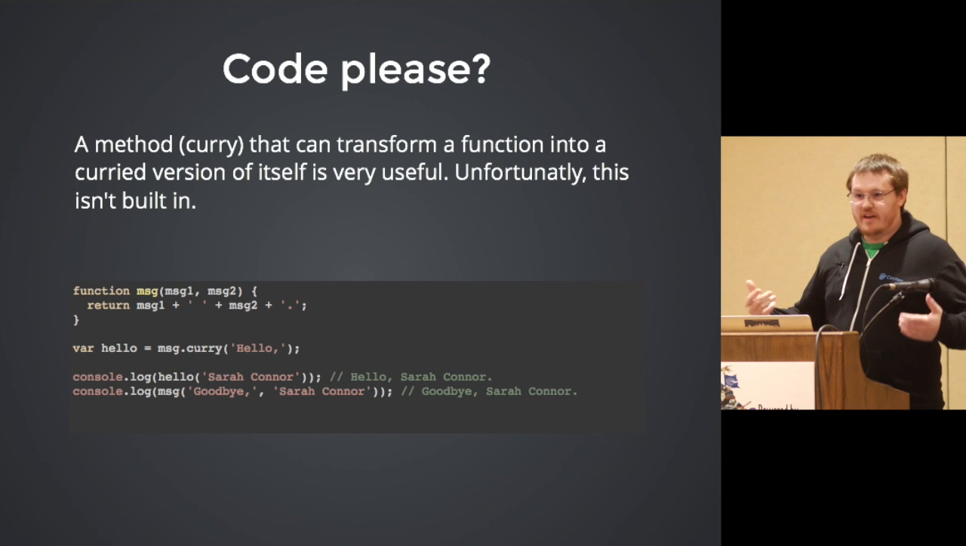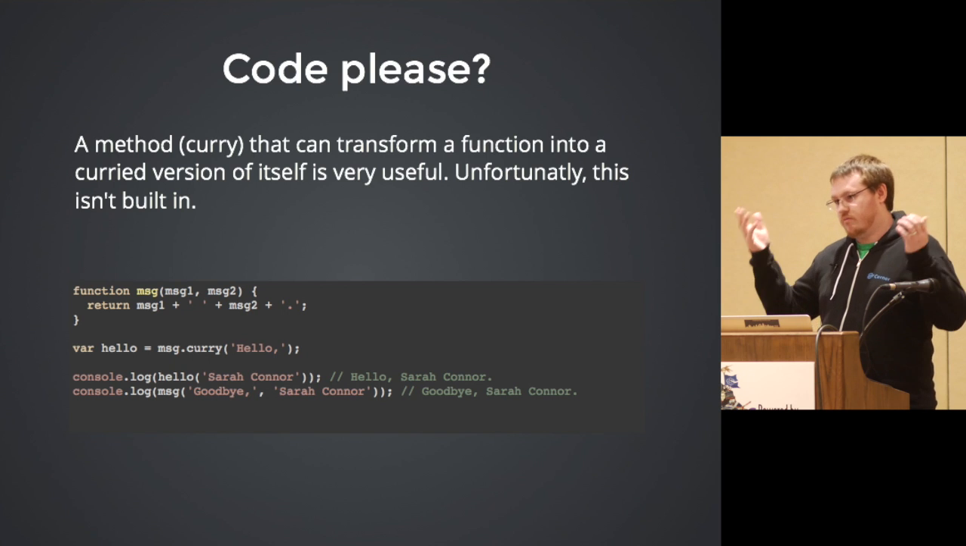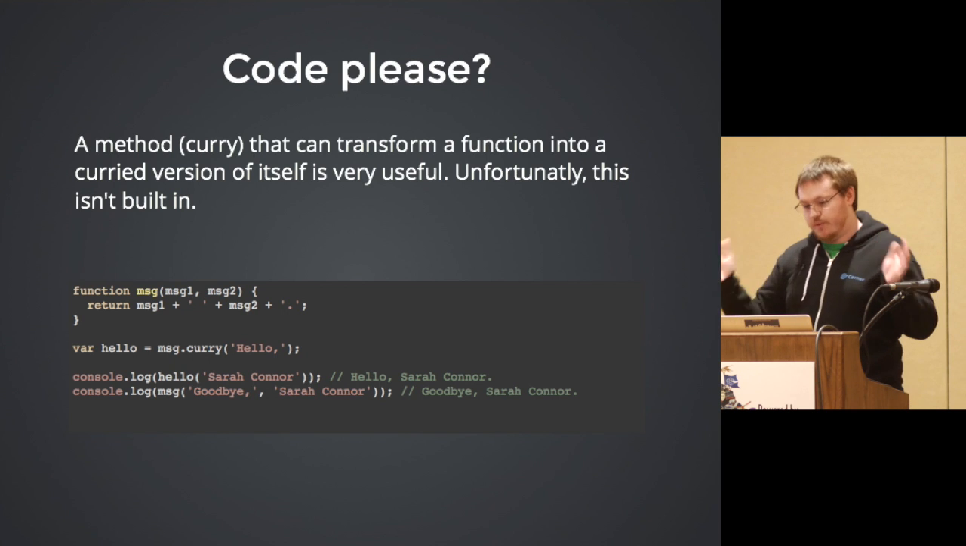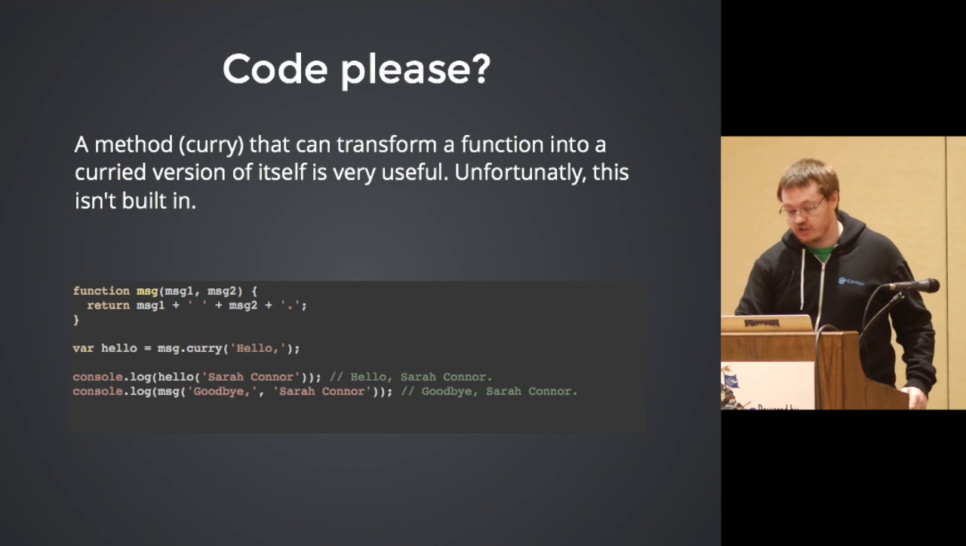But we want a hello version, and we don't want to say hello over and over and over again. We want a hello function, that's what we want. We don't want to deal with it. So you curry it, basically memoize hello as the first parameter, and don't ask the user for it anymore. That's pretty much it in a nutshell.